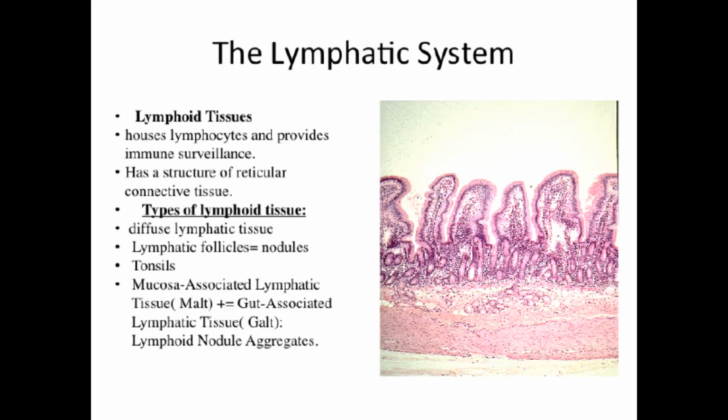Lymphoid tissue. Lymphoid tissue houses lymphocytes and provides immune surveillance. It has a structure of reticular connective tissue. Different types of lymphoid tissue are diffuse lymphatic tissue, lymphatic follicles, also known as nodules, tonsils, and mucosa-associated lymphatic tissue, also known as gut-associated lymphatic tissue.